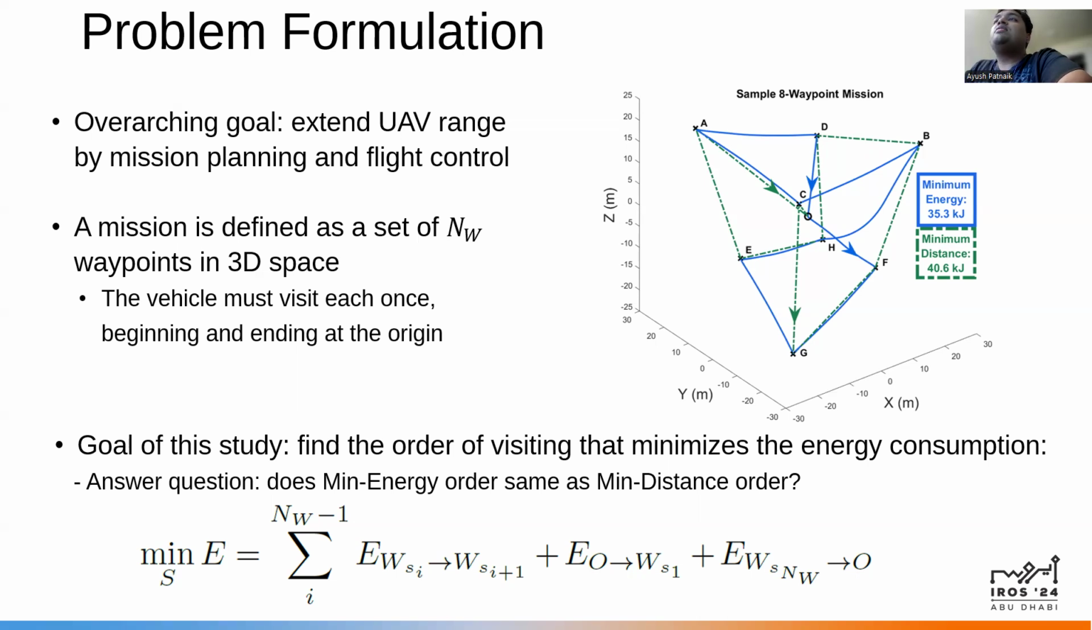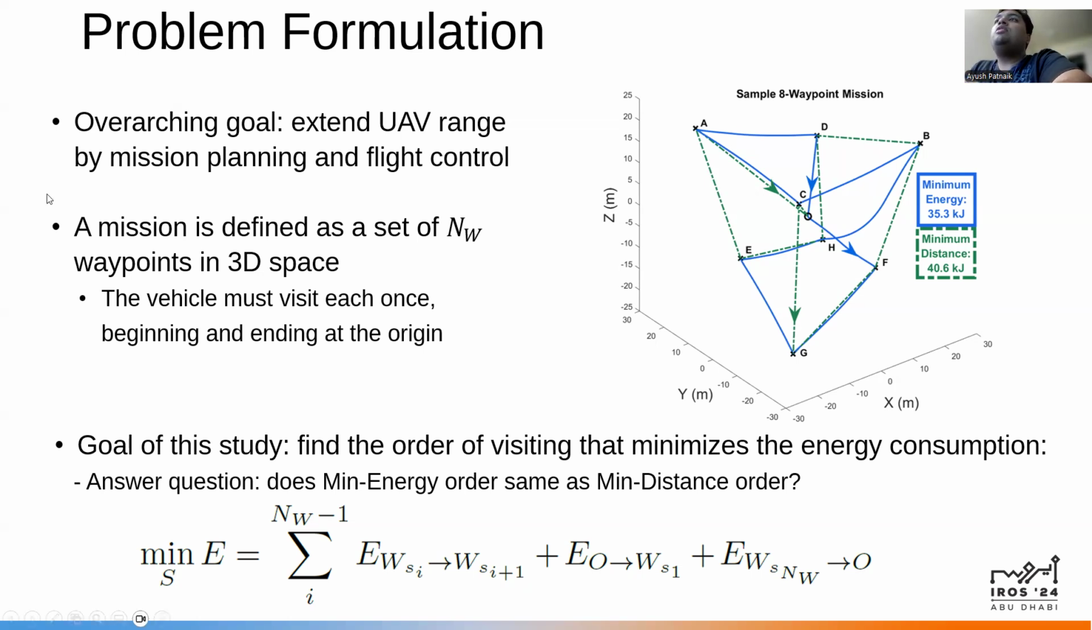We define a mission as a set of n waypoints in 3D space, such that the UAV must visit, starting and ending at the origin, as seen in the figure. The challenge is to determine the best order of visiting these waypoints that minimizes the energy consumption. The key question we aim to answer here is, does the minimum energy order of visiting the waypoints differ from the minimum distance order, which is currently used by solving the traveling salesman problem?